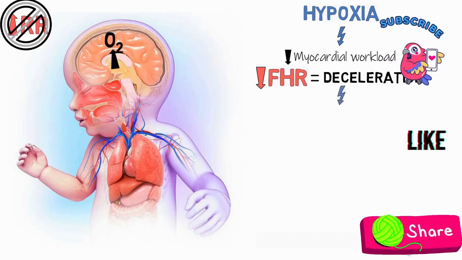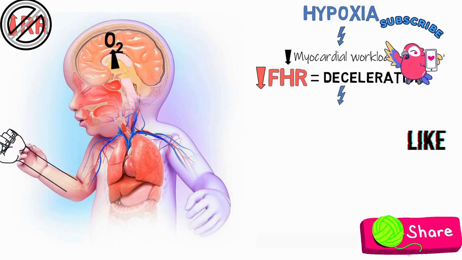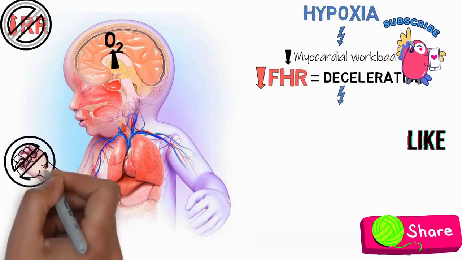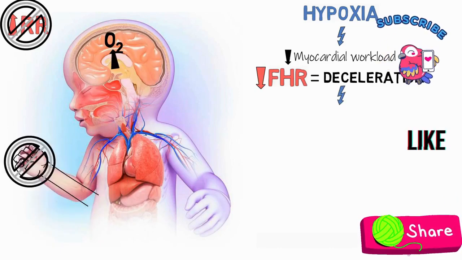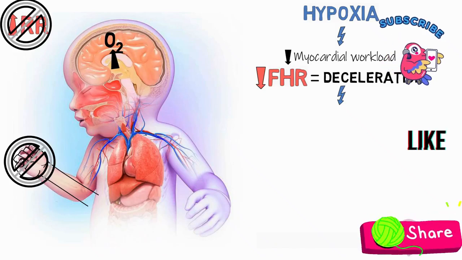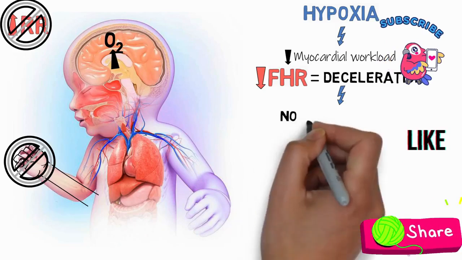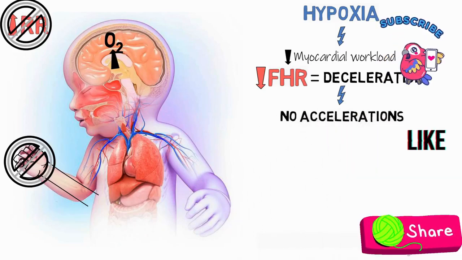If this doesn't work, next the fetus will try to conserve its energy and the oxygen available by not moving. As we know, fetal movements are portrayed as accelerations on the CTG, as movements result in an increased heart rate. So when the fetus stops moving to conserve energy, we will notice a lack of accelerations on the CTG.